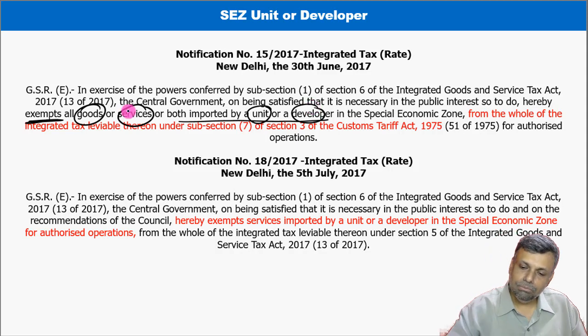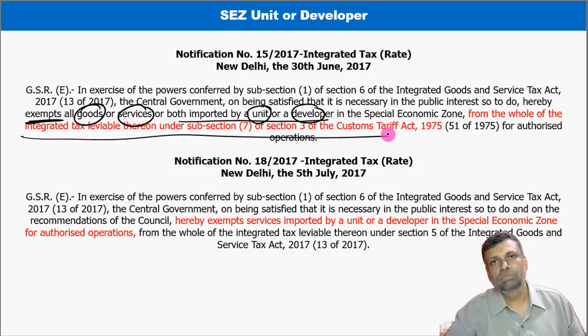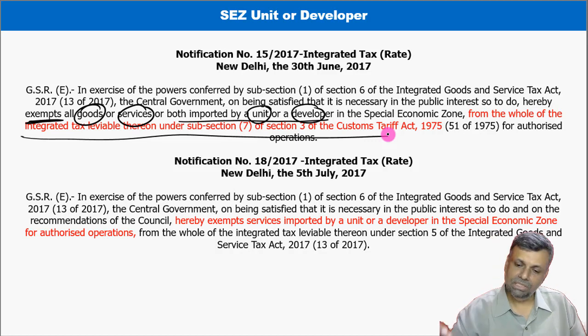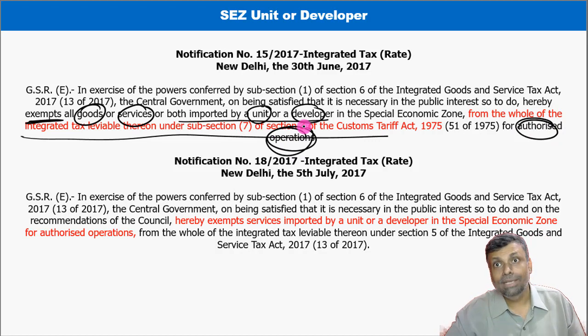Okay, so there is an exemption available with respect to the IGST leviable under 3(7) of the Customs Tariff Act. That means under the customs law also, whatever the GST is applicable, you are given an exemption for these kind of operations. However, this particular notification is only for the authorized operations. Keep that in mind. This benefit is only for the authorized operation.